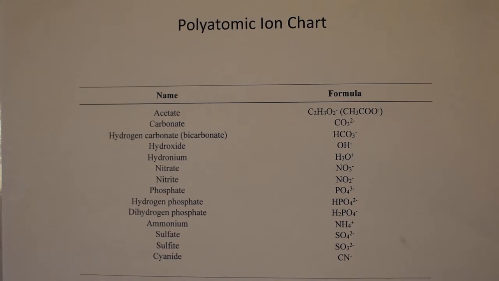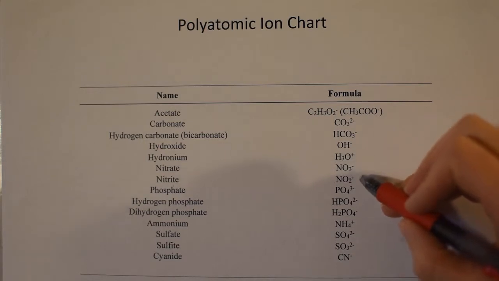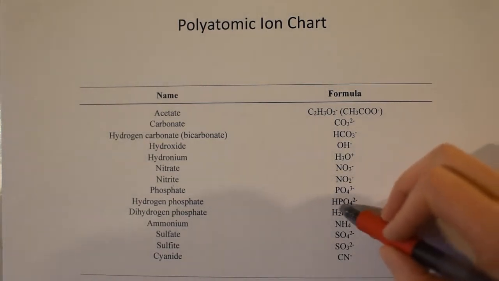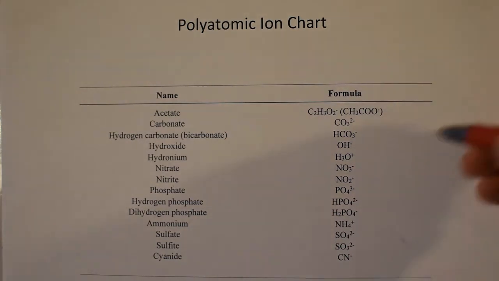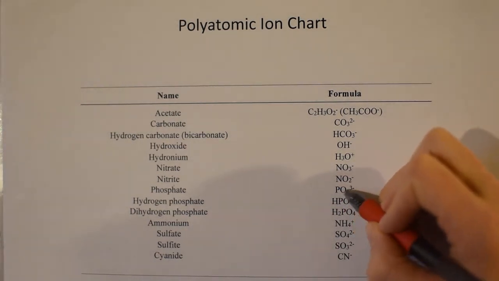So it doesn't tell you how many oxygens, but the ate ending will always correspond to the polyatomic ion having more oxygen. Okay. All right, another little trick I can share with you is for phosphate versus hydrogen phosphate and dihydrogen phosphate. When I was learning these, I just remembered phosphate was PO4 3-.